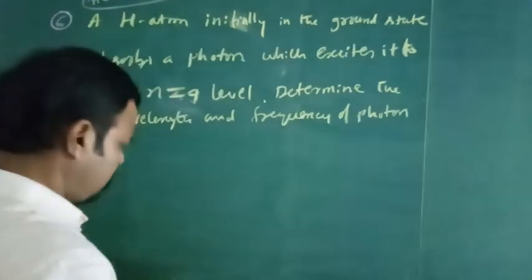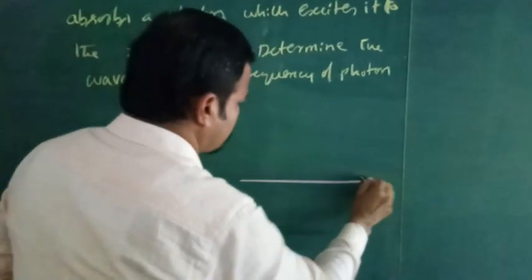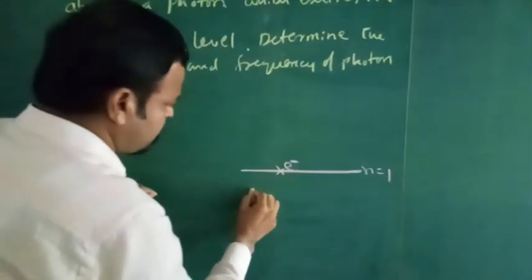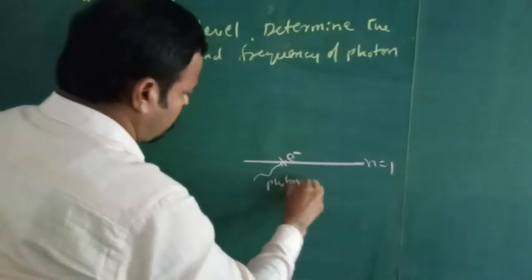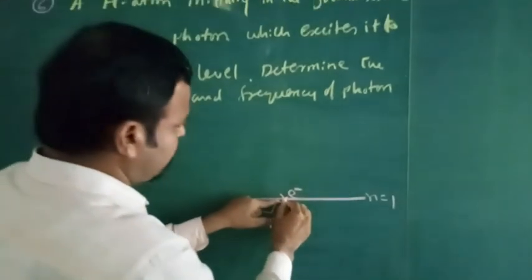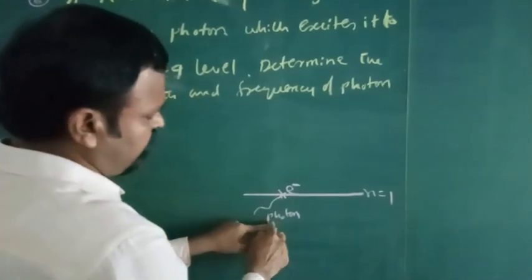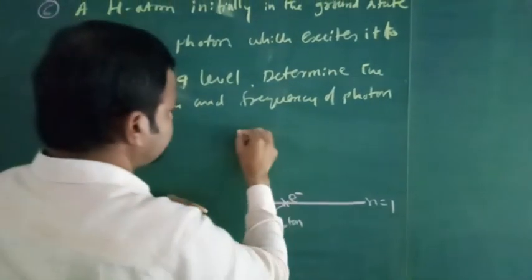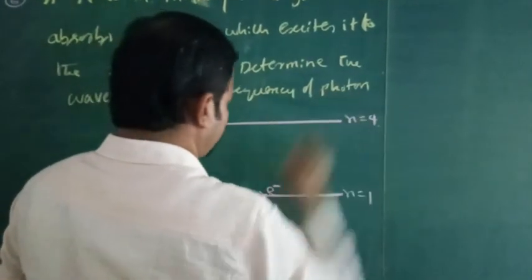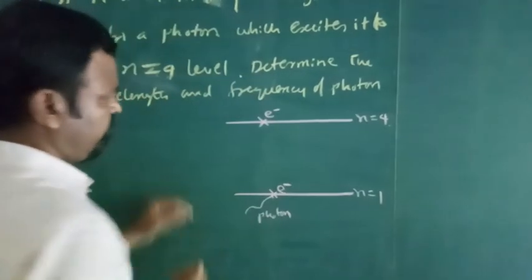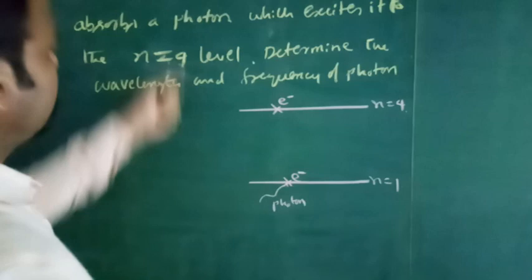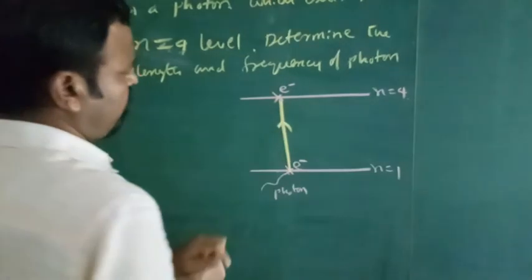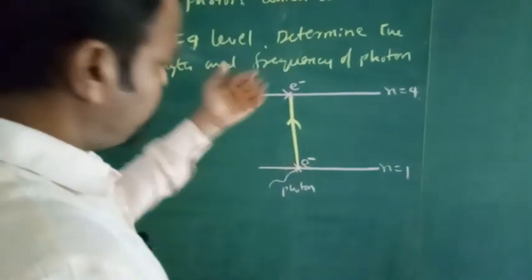Ground state means n is equal to 1. Here the electron is there. When a photon is incident, the electron absorbs the energy present in the photon, and then it jumps to the 4th orbit, that is n equal to 4. So this is a transition from a lower orbit to a higher orbit. During this, energy is absorbed.